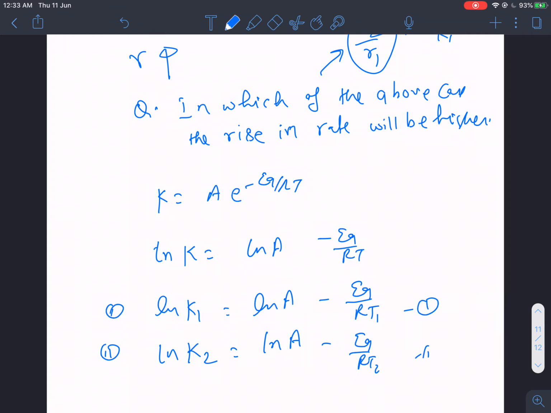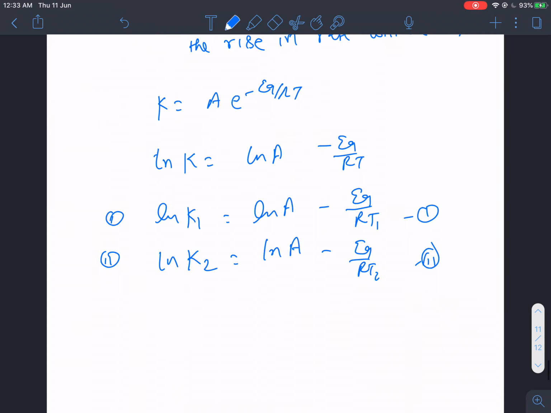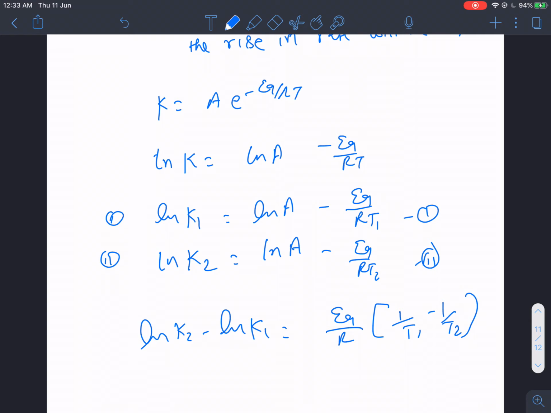Now take the difference of these two. ln k2 minus ln k1 will be equal to EA upon R times 1 by T1 minus 1 by T2. Guys, ln A minus ln B is ln A by B, so ln k2 by k1 is equal to EA by R times 1 by T1 minus 1 by T2.